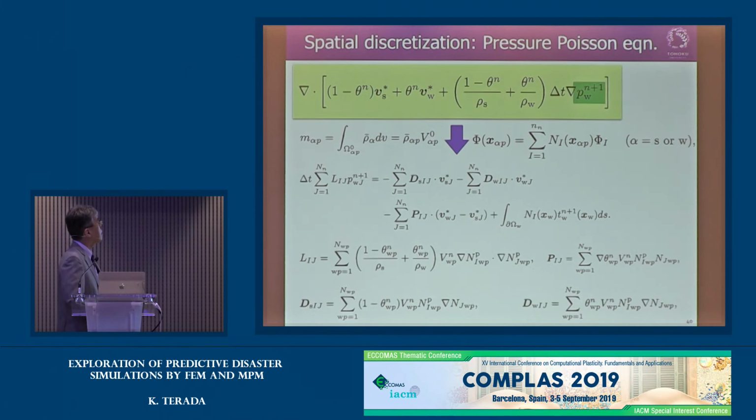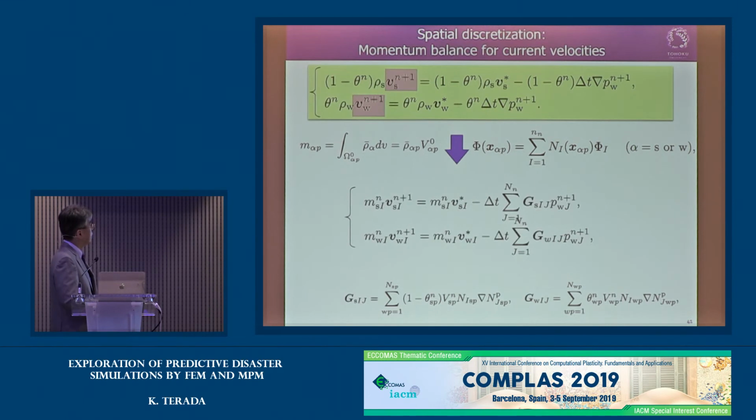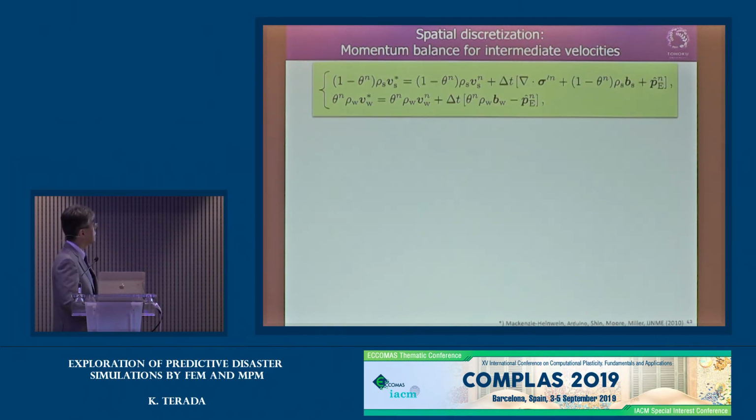Now, the spatial discretization of the pressure Poisson equation can be done without any special treatment. So let's move on to the next slide. The spatial discretization of the momentum balance equation for the current velocity is also standard. So nothing special here. Let's move on to the next one.